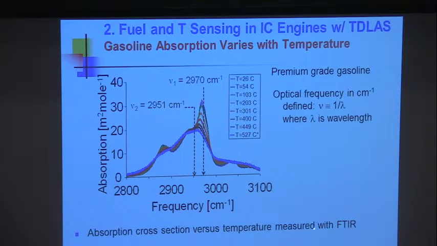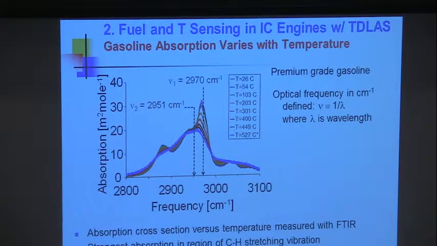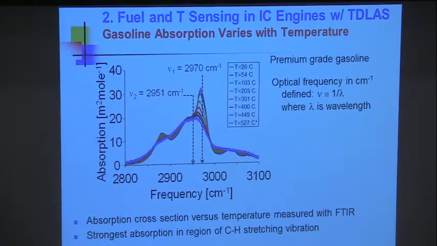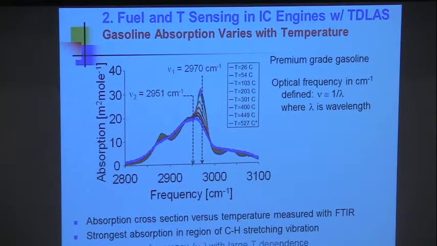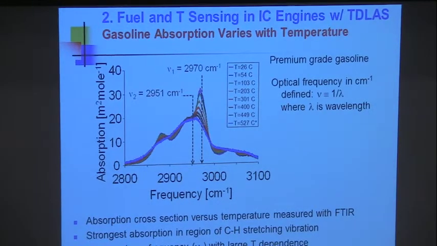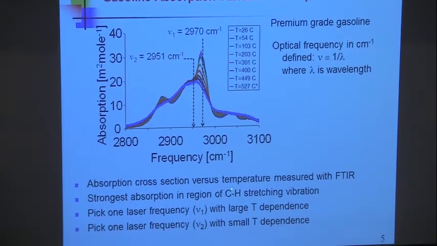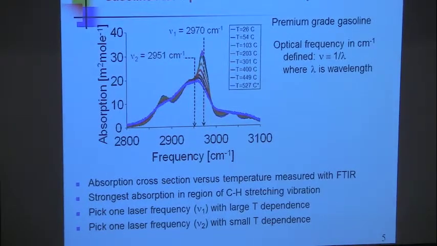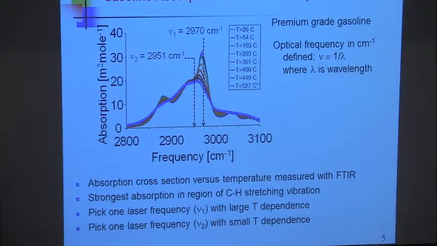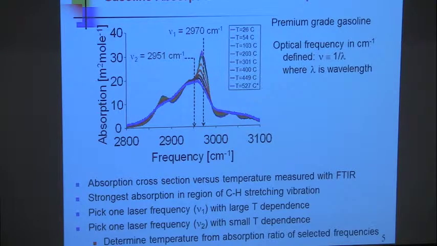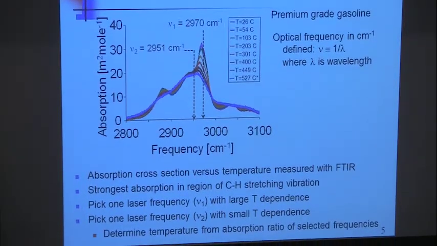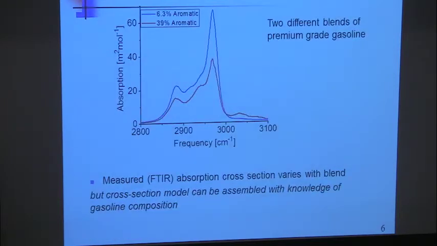The absorption cross-section varies with temperature, and we typically measure that not with a laser, but with the FTIR. This is called the CH stretch region, so every time you have a hydrogen atom oscillating with a carbon, you have this characteristic structure. So we use this to pick the frequencies to get temperature dependence, and then we pick one with large temperature dependence and one with small typically. So we're going to use at least 2 wavelengths, and determine temperature from the ratio of the absorption at those 2 colors.